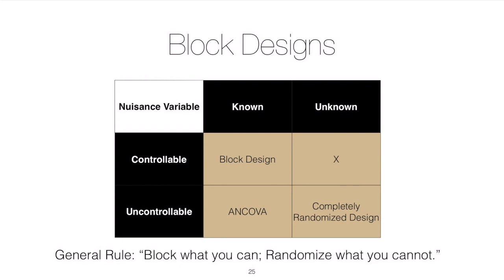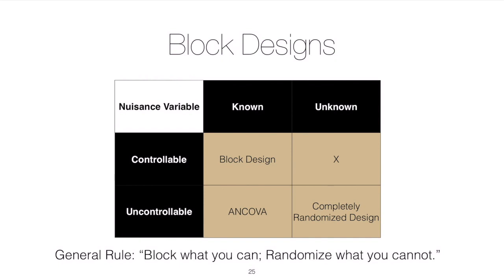So if the nuisance variable in question is known and uncontrollable, then we should measure it and adjust for it, say by using ANOVA. For example, we might not be able to control when the ad is seen by the user, so the time of day, but perhaps we can measure the time of day, and in that case we could add that continuous predictor to our model and adjust for it, even if it's something that we can't control.